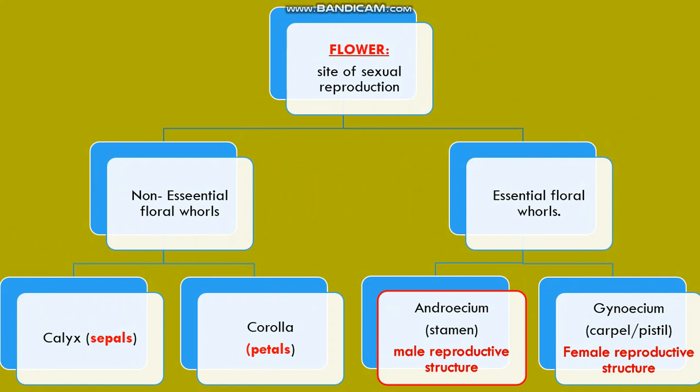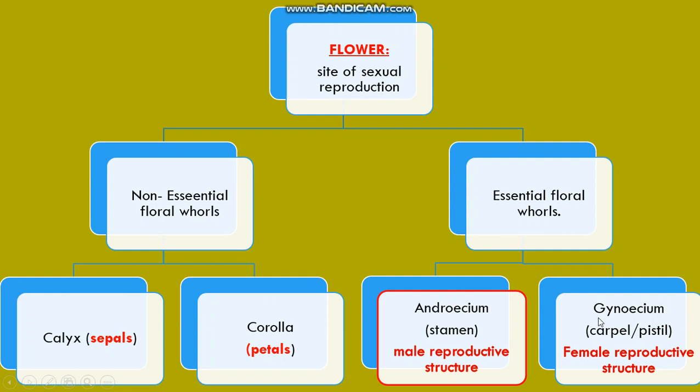So we can classify these floral whorls into two categories, non-essential floral whorls and essential floral whorls. Non-essential floral whorls are not involved in sexual reproduction, and they are calyx and corolla. Essential floral whorls consist of male reproductive structure known as androecium and female reproductive structure known as gynoecium.